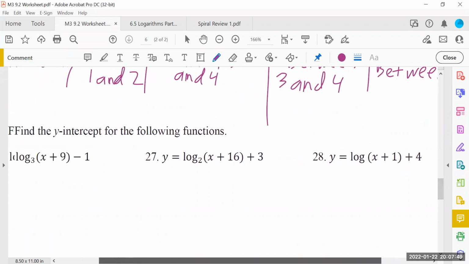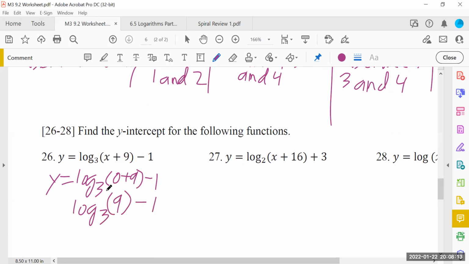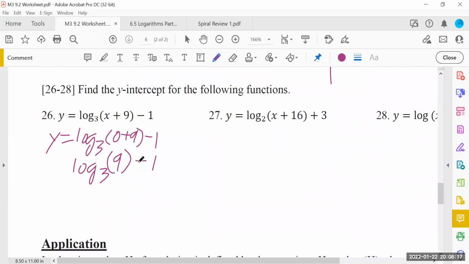All right, and then the last set here for this worksheet. Find the y-intercept for the following functions. Remember, to find the y-intercept, we plug in 0 for x. So that means y is equal to log base 3 of 0 plus 9 minus 1. So 0 plus 9 is 9. Log base 3 of 9 minus 1. Notice how the minus 1 is not inside the log. So that means I'm going to do log base 3 of 9 first.